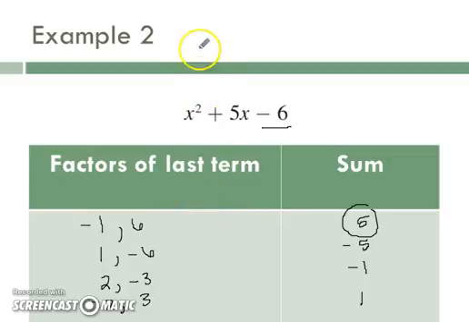So then our two binomials, how this would factor, is x minus 1 and x plus 6. And then always double check by going back and foiling it. So x times x is x squared plus 6x minus 1x when you multiply, and then a minus 6, and that will give you a positive 5x.